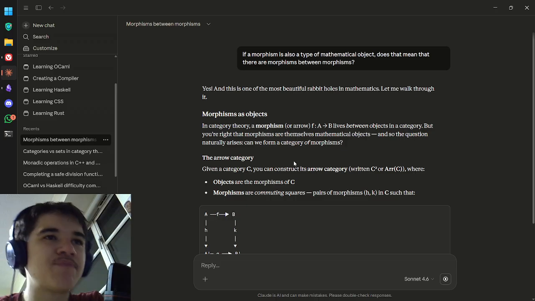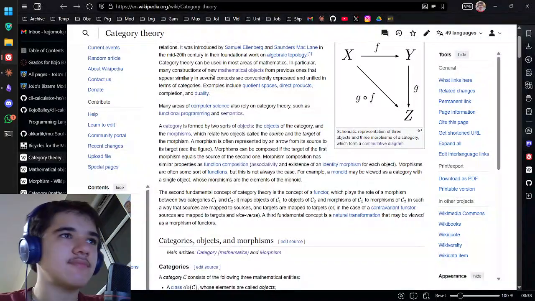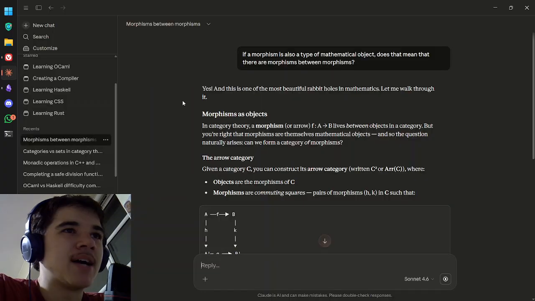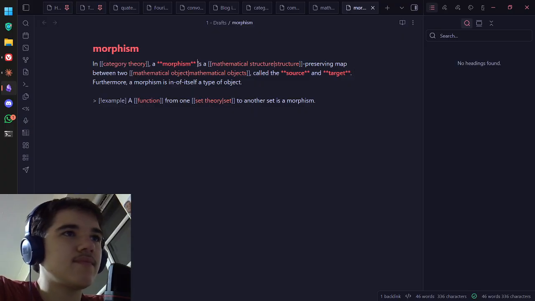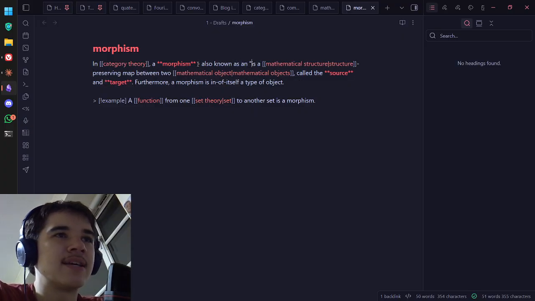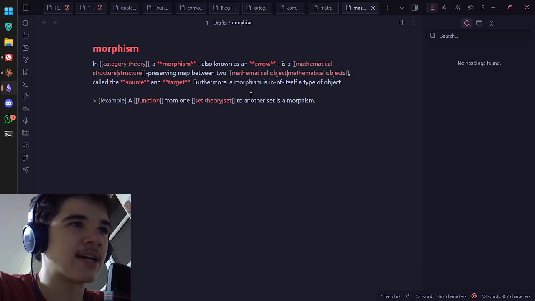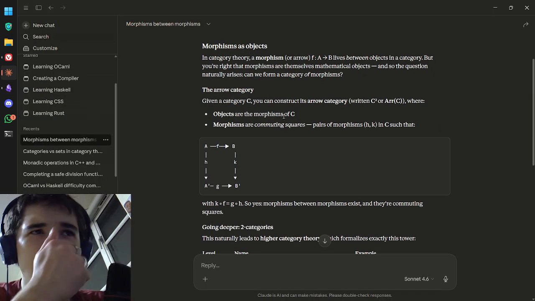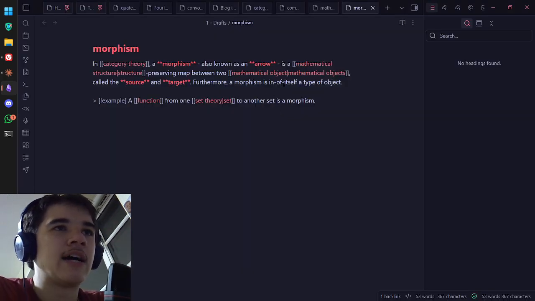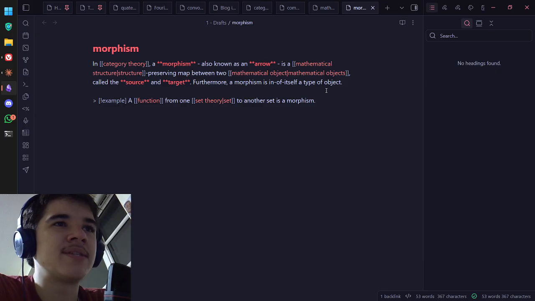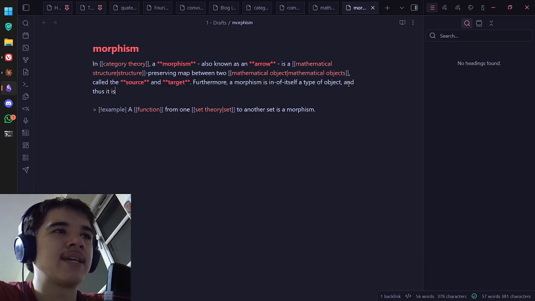In category theory, a morphism, also known as an arrow, which is a really weird name, but you can trust computer scientists and mathematicians to make the worst names imaginable. Furthermore, a morphism is a type of object, and thus it is also possible to have morphisms between morphisms.